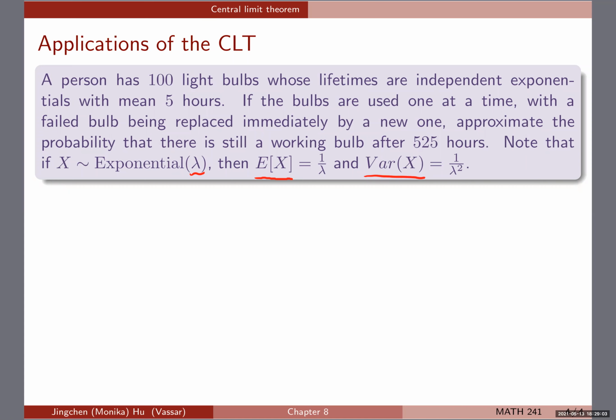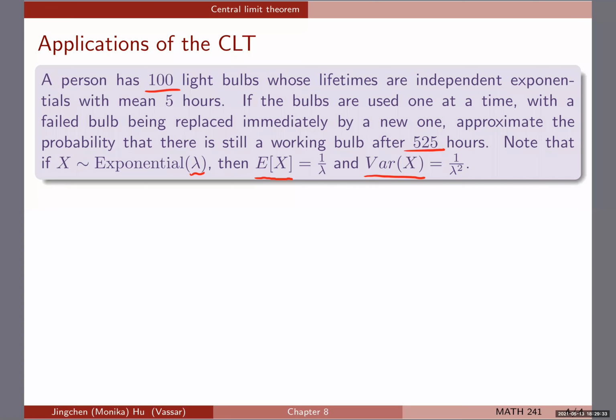So here we have 100 light bulbs. They're continuously being used: one dies, and then you start a new one without any interval in between. The question is asking what is the probability that it's still going to be working after 525 hours.